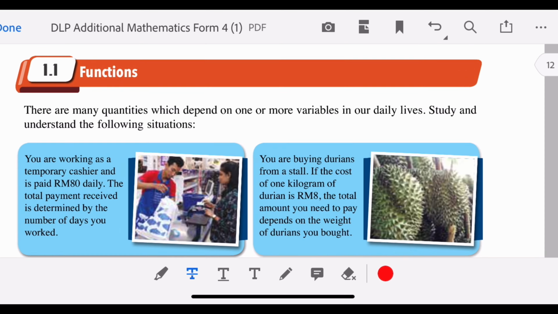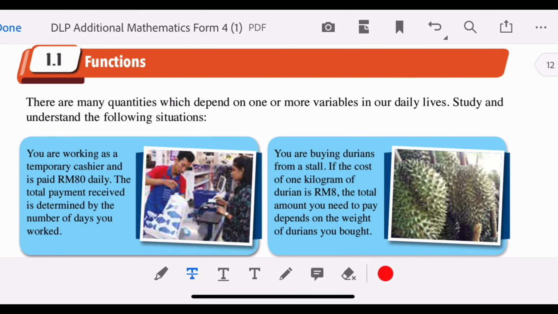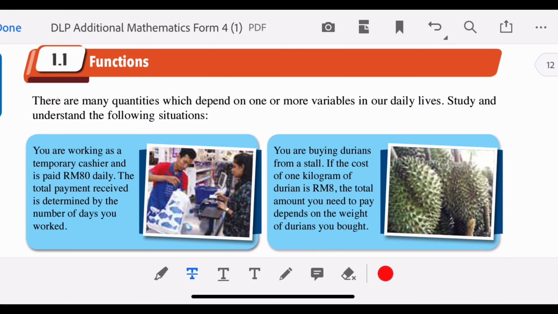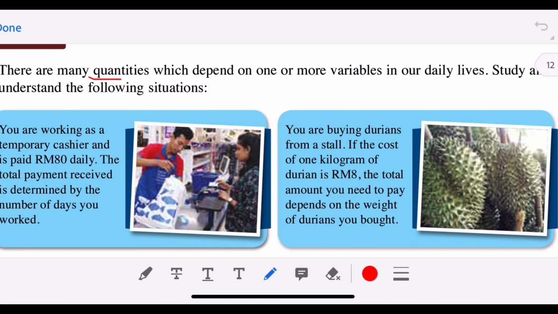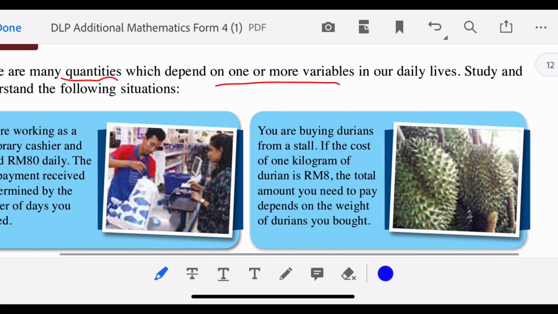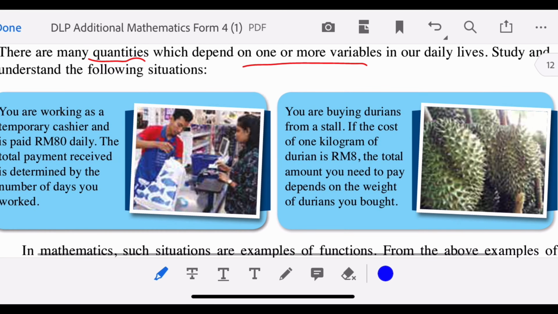Okay, let's say for the function, there are many quantities which depend on one or more variables in our daily life. So study and then understand the following situations. All these are actually good examples in our daily life. So you can go through the pictures.